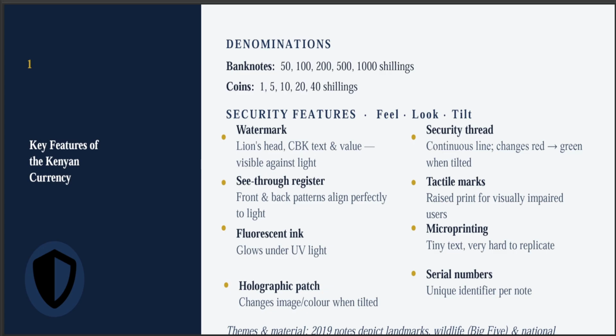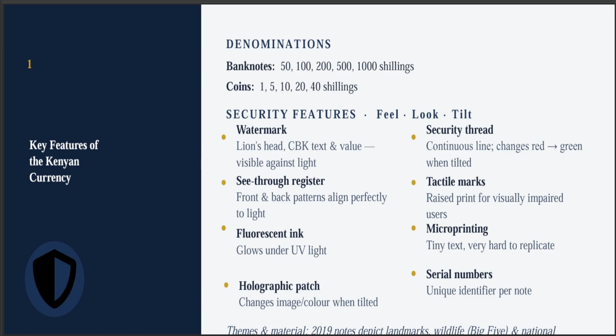Now, the first one is the watermark, and the watermark is very, very important, because a watermark is what determines the Kenyan currency. The watermark that we have on our notes is the lion's head. You'll see most of the notes have a lion's head. If it doesn't have it, and you find another animal like a monkey, then that is not Kenyan currency.